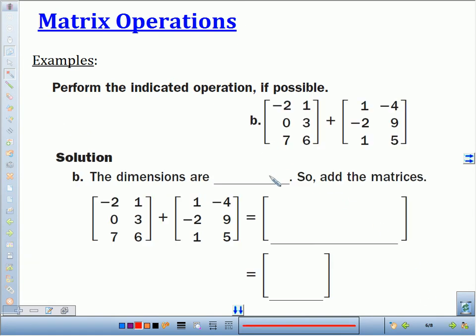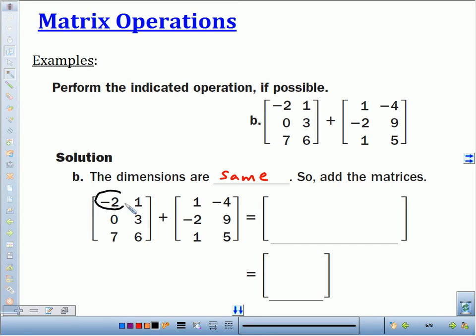Alright, let's try this example. Here I have one matrix that is 3 rows, 2 columns, and another matrix that is 3 rows, 2 columns. The dimensions are the same. So I can add these two matrices together. And in order to add these two matrices together, I will add up the corresponding pieces.